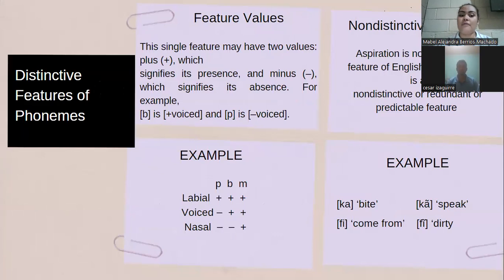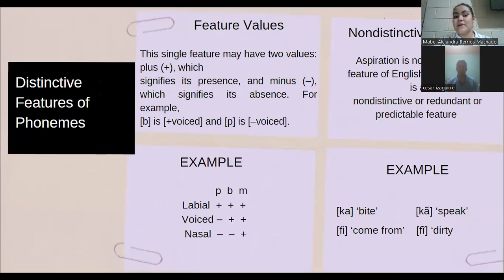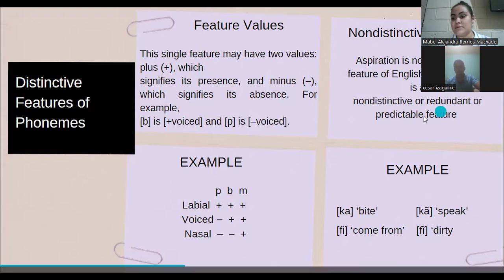Distinctive features of phonemes. Features have two values: plus, which signifies presence, and minus, which signifies absence. For example, B is plus voiced and P is minus voiced. So it's minus voiced and plus voiced.